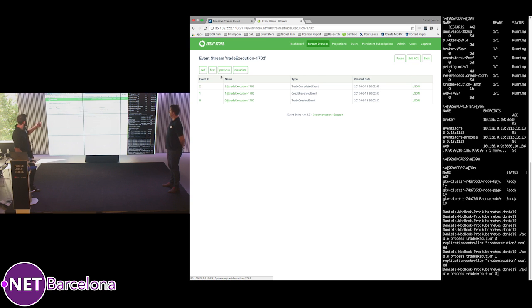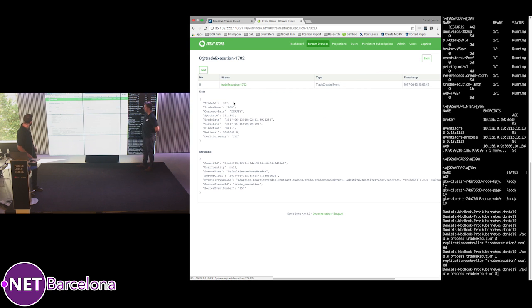Do you just want to click on the JSON link here to show people that we weren't making any of that up? So this is the event stored in EventStore, trade ID, trader name, etc. Those are the samples that I showed earlier. This is exactly what is stored in the database. No more complicated stuff than that.